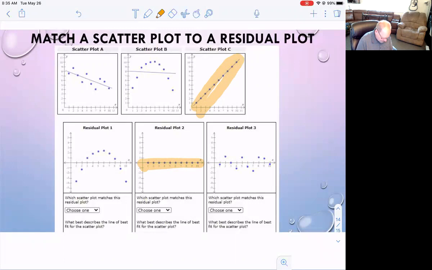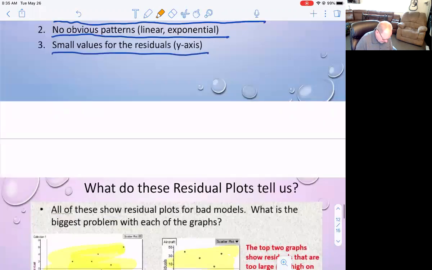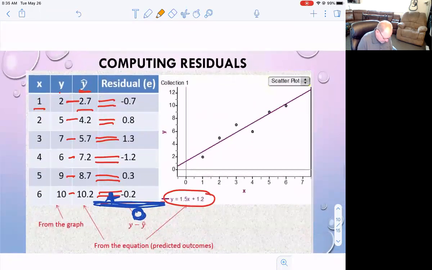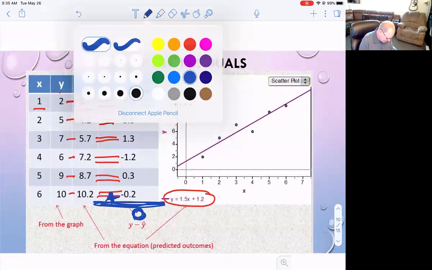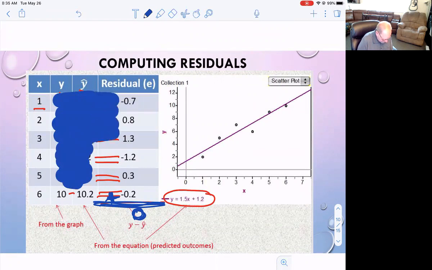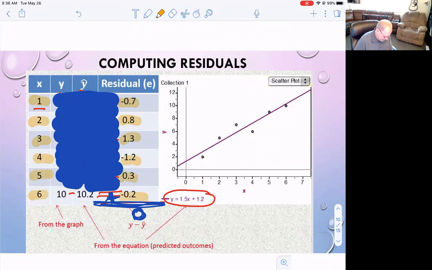Again, what we're doing here is making a table that would eliminate these columns here. We're just going to plot x comma residual value, x comma residual value, and so on. So this is our new table right here. That's what gives us our residual plot.